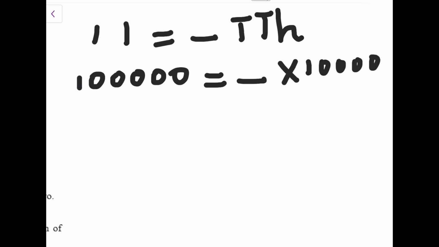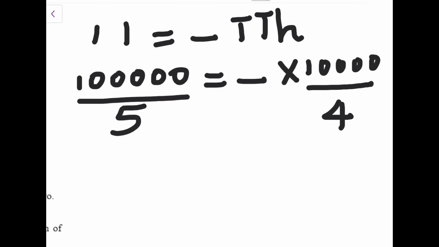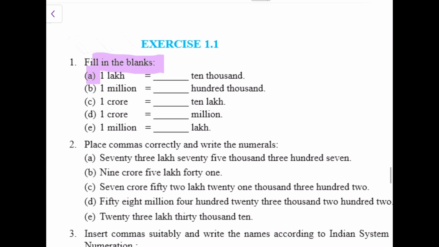Now compare the number of zeros on the left side as well as the right side. On the right hand side you have only 4 zeros, and on the left side you have 5 zeros. So how many zeros are missing on the right side? 1 zero is missing, so that zero you have to write here, 10, and this is the answer. So you will write 1 lakh is equal to 10 into 10,000. In this way you have to answer the remaining questions in this section. All these questions you have to try to solve.